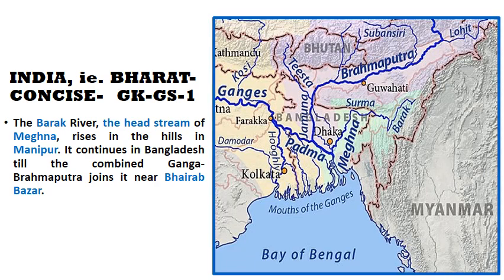The Barak River, the head stream of the Meghna, rises in the hills in Manipur. It continues in Bangladesh till the combined Ganga-Brahmaputra joins it near Bhairab Bazar.